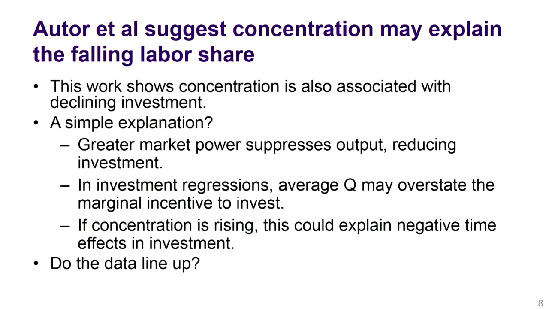So in some way, it's very simple. Because if there's market power or if there's decreasing returns to scale, marginal Q is less than average Q. And what we put in all of our regressions is average Q. And so it says we're overestimating the incentive to invest. And if there's market power, then Q is going to overstate investment, exactly as Thomas's charts show. So it seems like a very appealing explanation. And I think there's a lot to it. And so we should push harder on this and ask about it.